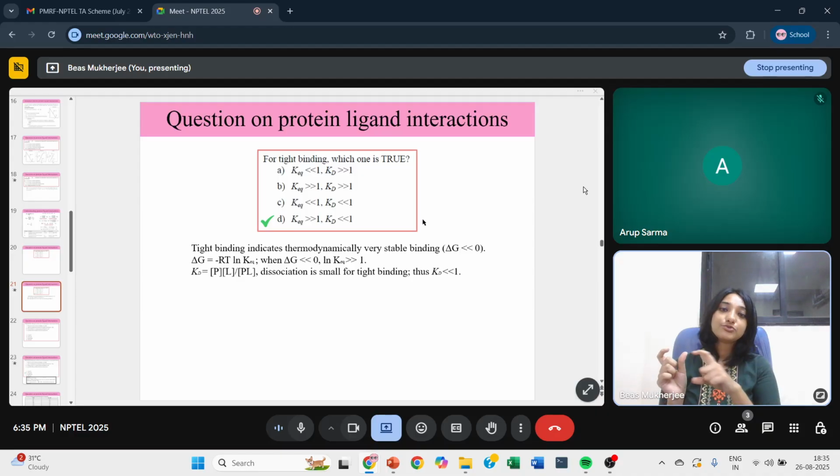Okay, and KD, you know that it is equal to P into L divided by PL, and the dissociation constant will be small for tight binding. Therefore, KD will be much less than 1. So KD is much less than 1 and KEQ is much more than 1. That gives you very tight binding. Okay.